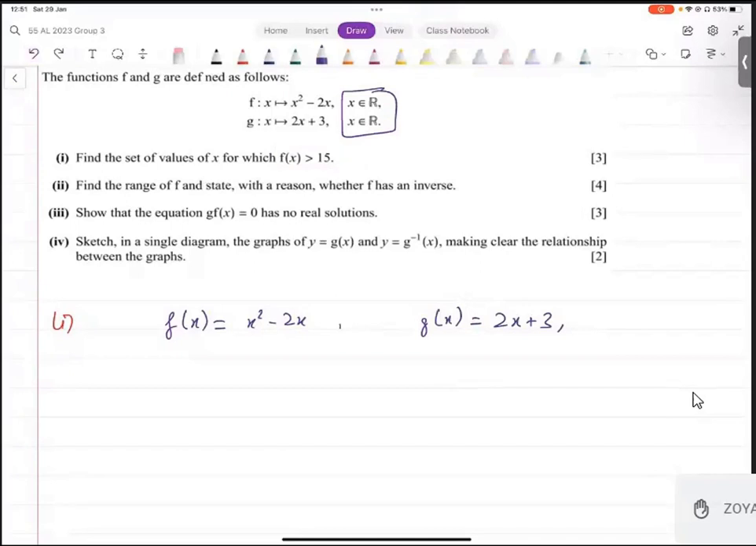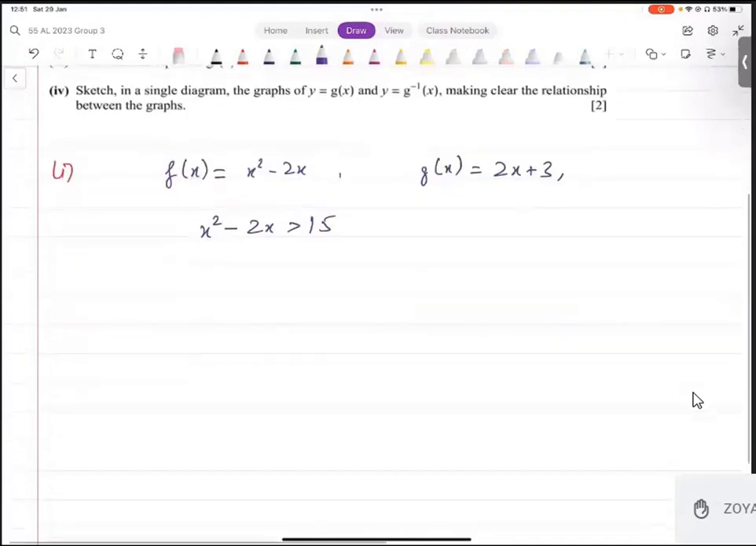What does that mean? This whole expression is greater than 15. X squared minus 2x is greater than 15. That's a quadratic inequality. You can solve that quadratic inequality. How did we solve it? Remember quadratic inequalities? We would say x squared minus 2x minus 15 greater than 0. We would treat this as an equation, x squared minus 2x minus 15 equal to 0. We will find the x-intercepts of this function.